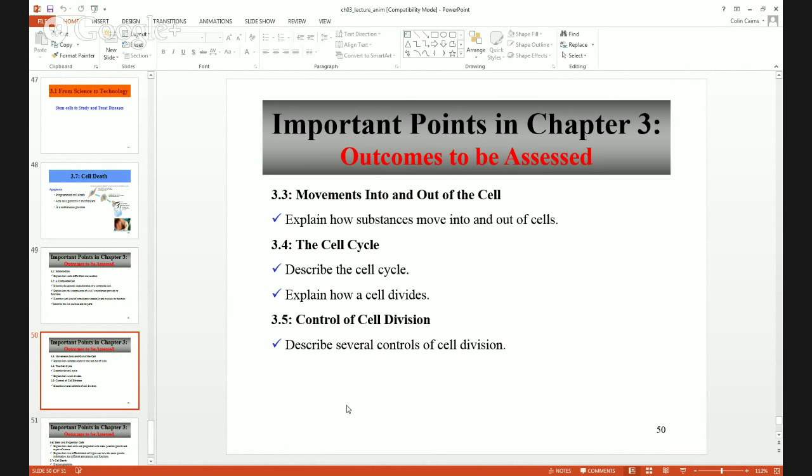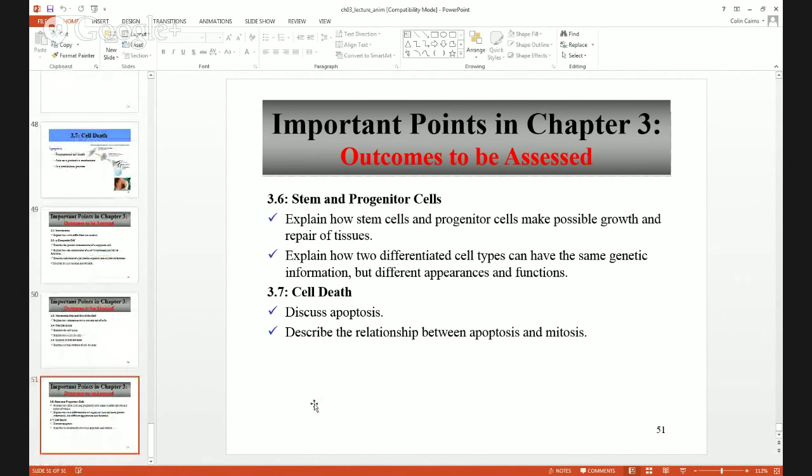You have to be able to describe the cell cycle, beginning with interphase, and then the mitotic phase, and then the cytokinesis. And at least understand about apoptosis and how it controls unwanted cell division. And that will do it for chapter 3.